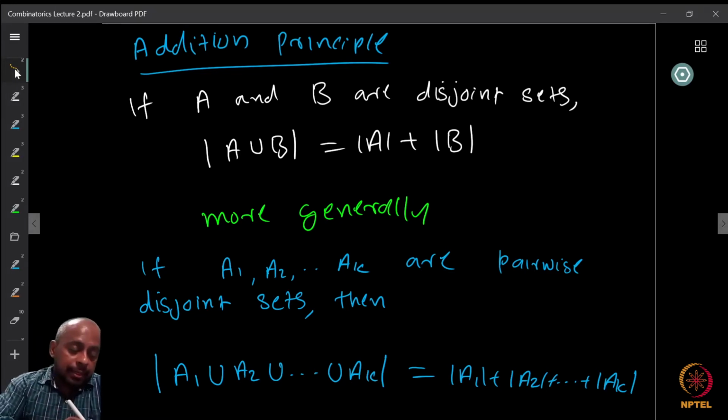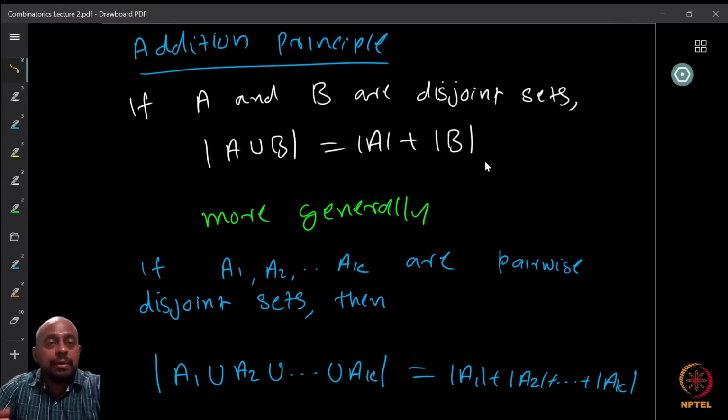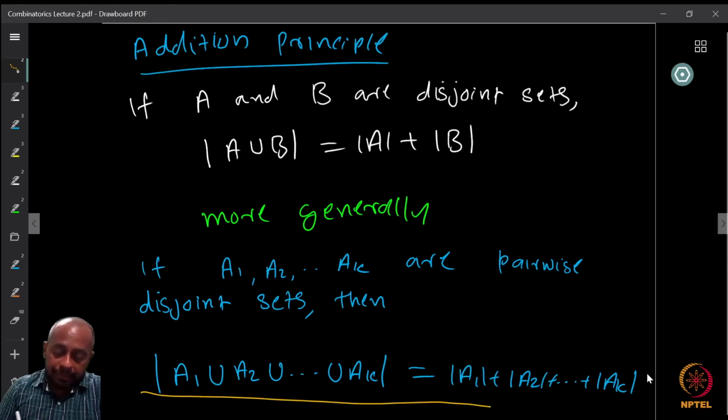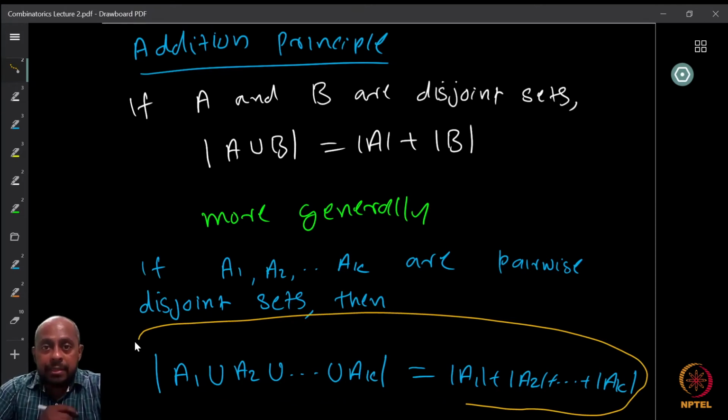On the other hand, if you have more sets, we can still use this, but we need the pairwise disjoint condition. So suppose A1 to AK are pairwise disjoint sets, then the union has cardinality equal to the sum of the cardinalities of the individual sets. But it is important to note that we are clearly saying that A1 to AK are pairwise disjoint.